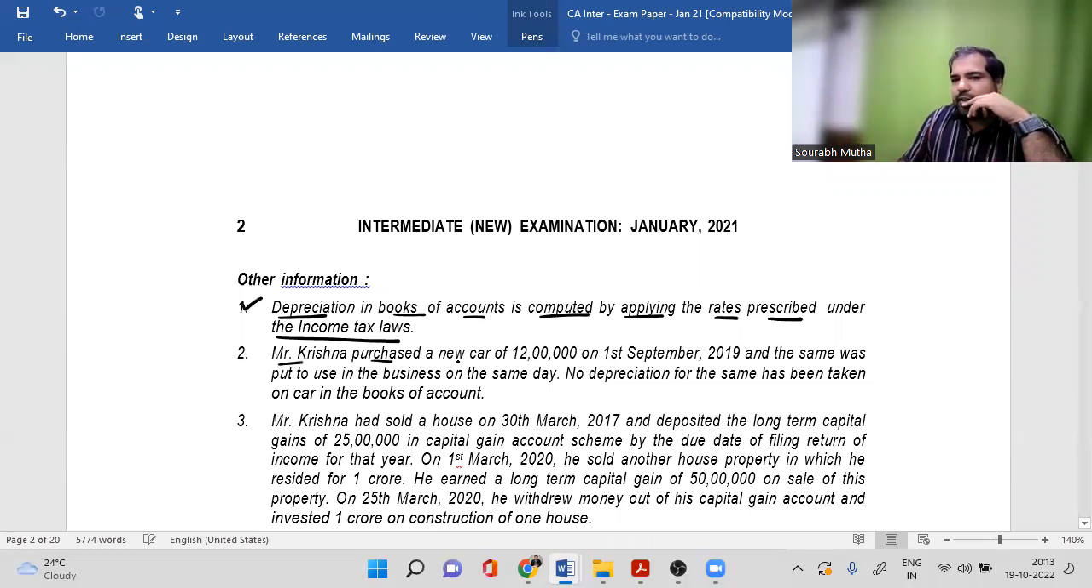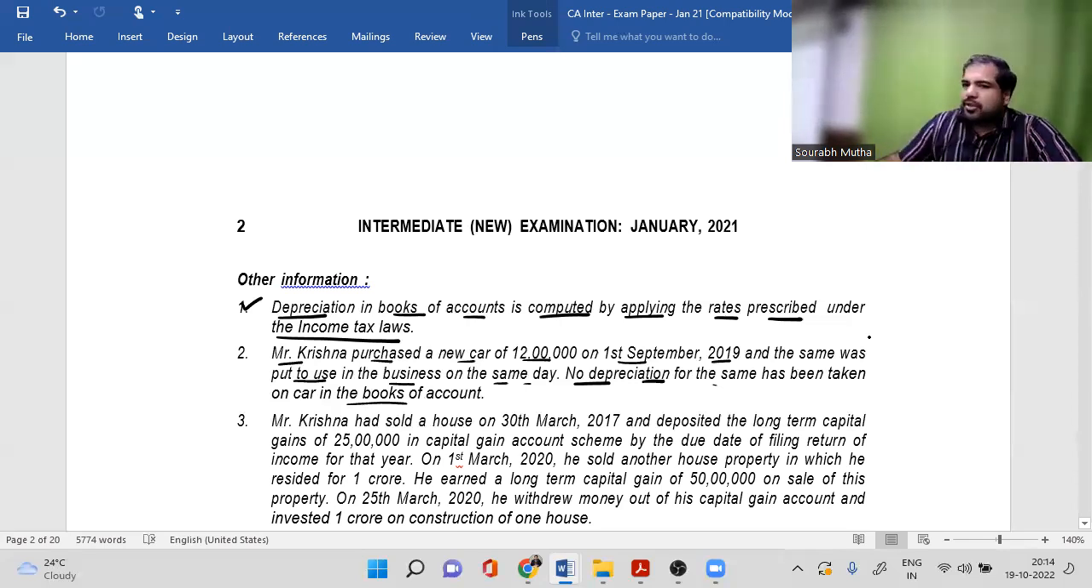And last one, guys, here. Krishna purchased a new car for 12 lakh. How much has he purchased? New car for 12 lakh on 1st September 2019. And the same, guys, this year is an earlier question. So the year is 19-20, guys. The same was put to use in the business on the same day. No depreciation has been taken of the same. Guys, can we avoid depreciation? Depreciation is compulsory. And have you forgotten it? So, guys, what do you need to do?